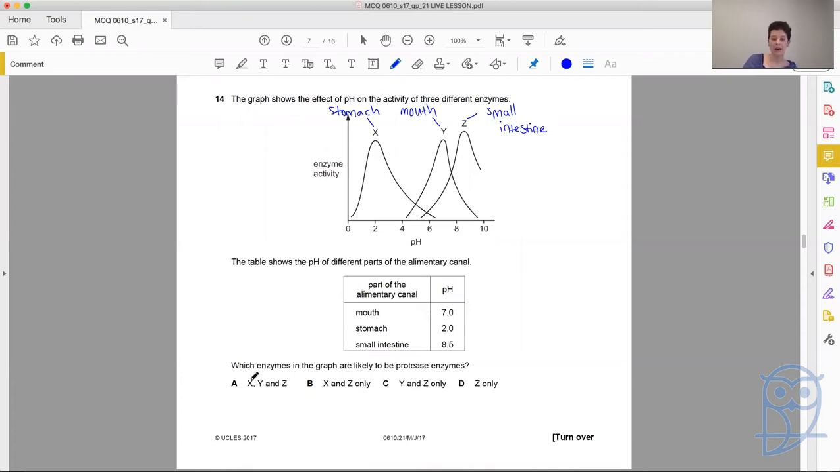So Y is out. X and Z, or Z only, X and Z, 2 zones, plus we know that our protease, our chopping up proteins, starts in the stomach at this low pH. So our answer is B.